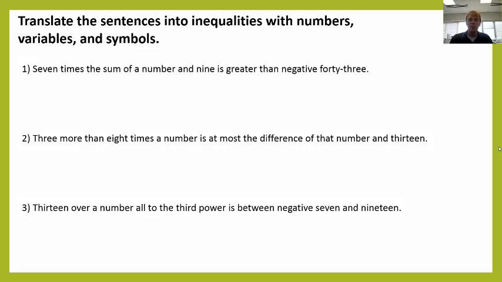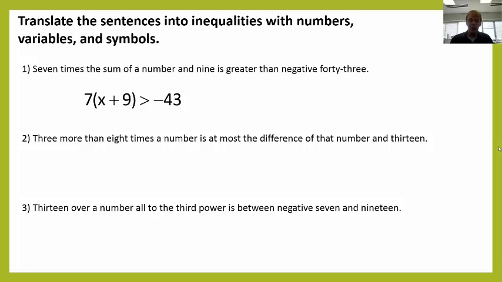7 times the sum of a number and 9 is greater than, there's our inequality, negative 43. So we can see we have 7 times, and then because it's a sum, we put the addition in parentheses, x plus 9, and then is greater than, we have our greater than symbol, and negative 43. Okay, so go ahead on the next two, try these on your own, pause the video, and then we'll check our answers. Ready, pause.